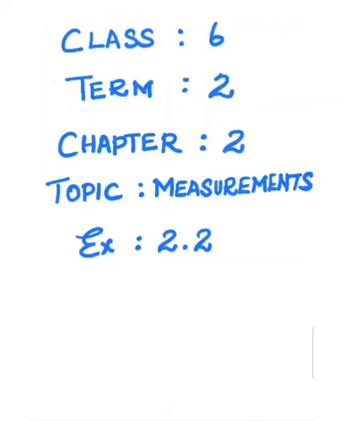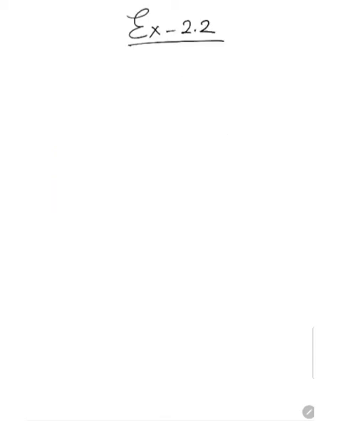Welcome all students. Today's topic is measurements, exercise 2.2. Last week we learned exercise 2.1. Today we are going to see exercise 2.2. Our topic is related to time, 12 hours and 24 hours time. In exercise 2.2, the first one is given by a wall clock.